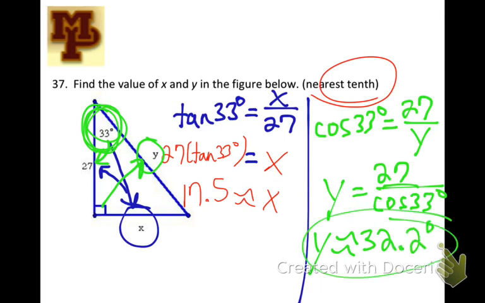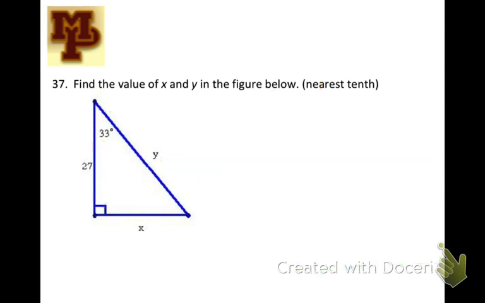32.2 degrees. No, what am I saying? It's not degrees. It's just 32.2. Okay, sorry, I was getting a little tired.